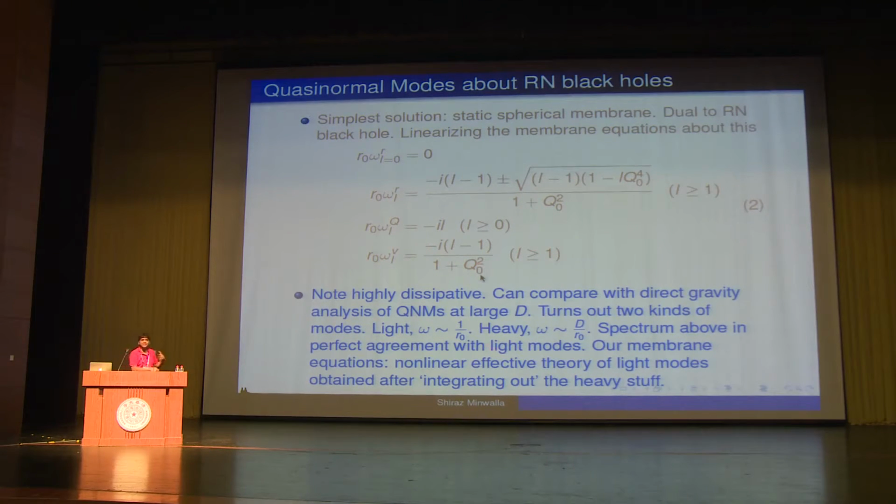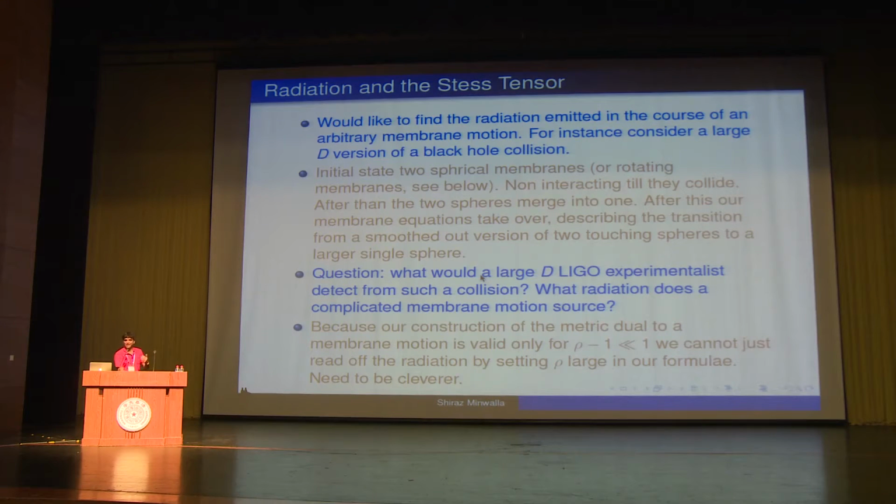Moreover, these frequencies can be checked against a calculation done directly in gravity to compute the frequencies of quasi-normal modes around black holes in large D. Turns out this calculation was done by Emparan, Suzuki and Tanabe. They found that you get a bunch of light modes and then other heavy modes. I don't have the time to describe the details. Our frequencies agree bang on with the light modes, but don't see the heavy modes. We don't see the heavy modes because the heavy modes are at frequencies of order 1 over d and are outside our approximation scheme.